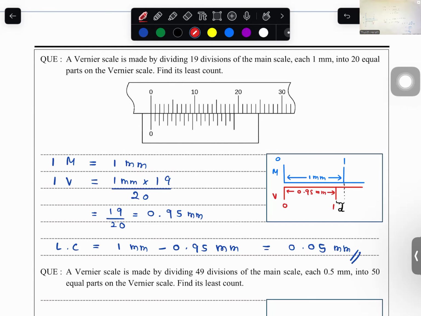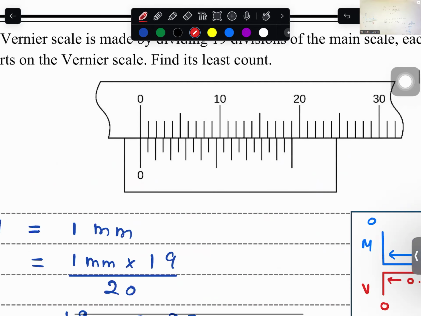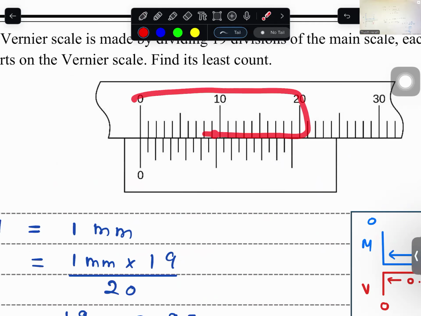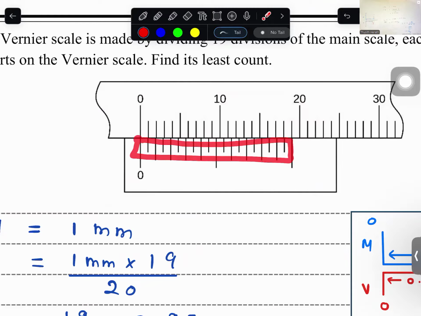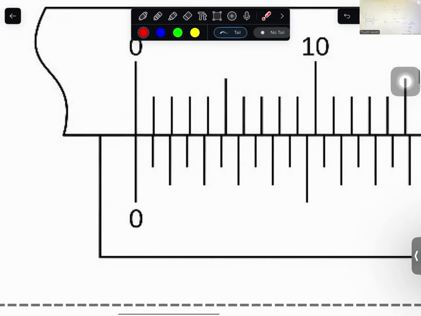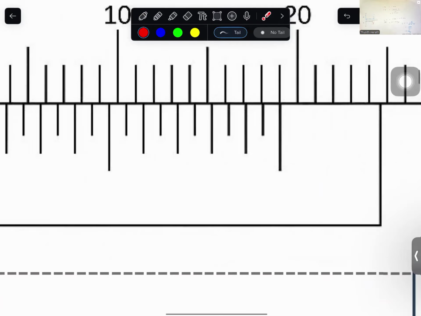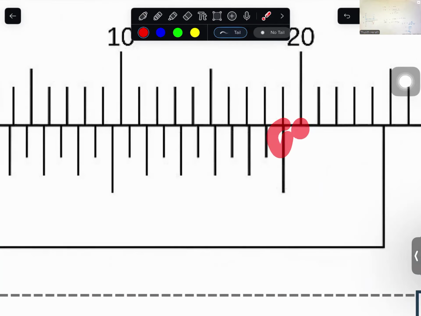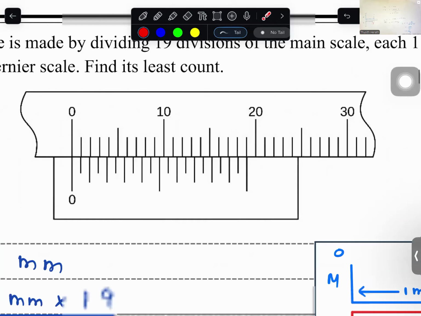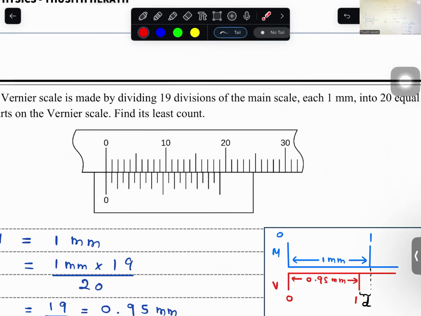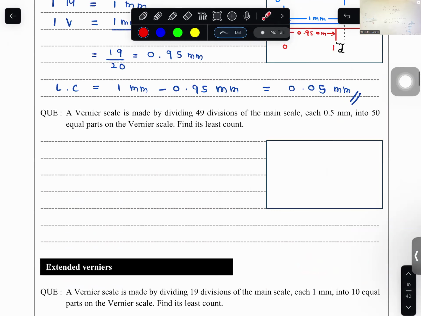Here also you can see a diagram of this scenario, right? Here you can see there are 19 main scale divisions up to here, divided into 20 equal parts. Here you can see always a gap. There's a gap between 1 and 1, 2 and 2, 3 and 3, and the gap is gradually increasing. And finally, 20 and 20, there's a gap of 1 millimeter, right? Got the point. Let's move to the next question.